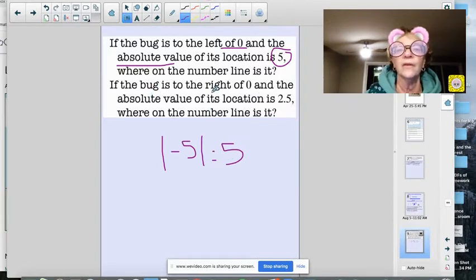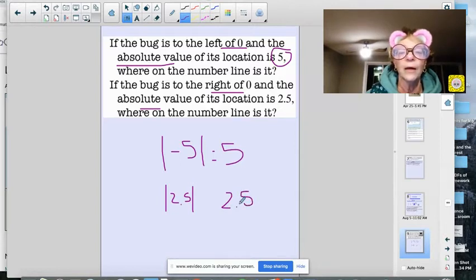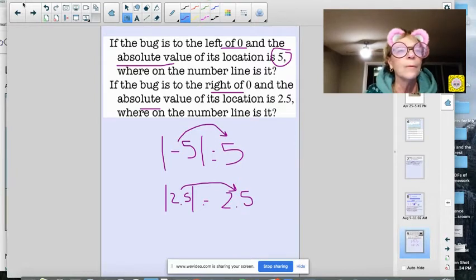If the bug is to the right of 0 and the absolute value of its location is 2.5, so there it is, where on the number line is it? It's at 2.5. So positive numbers come out. If positive numbers are inside, positive numbers come out. If negative numbers are inside, positive numbers come out.